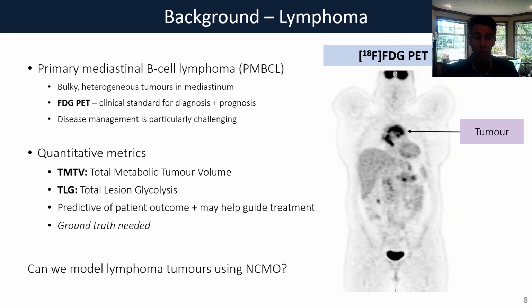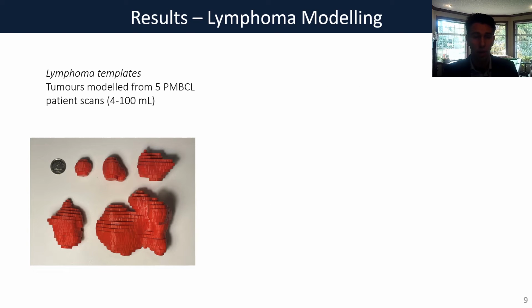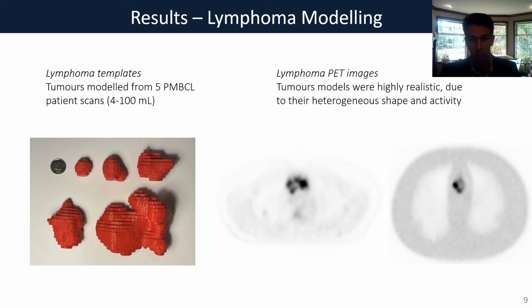However, since the ground truth is not known, we need to implement phantom studies in order to validate these metrics. And so there's a significant need to model these lymphoma tumors using NCMO. And so we analyzed some PMBCL patient scans, defined the segmentations, and 3D printed them, as you can see here. Next, we insert them into the ProbeIQ phantom and obtained PET images.